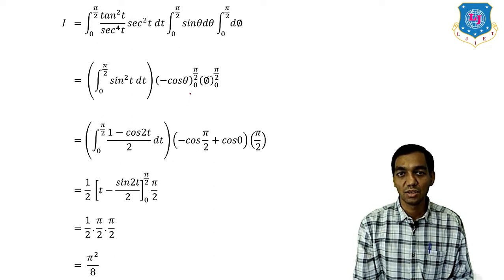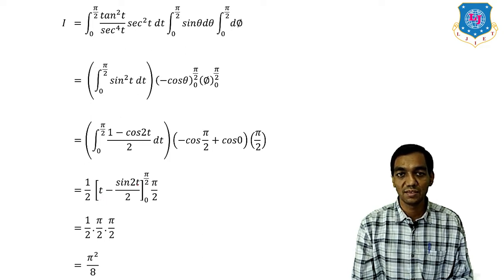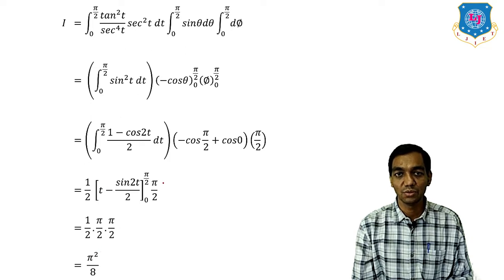And here, if you are going to substitute the limit, then minus cos pi by 2 plus cos 0 into pi by 2 minus 0. Cos pi by 2 has a value 0, cos 0 has a value 1, so you have pi by 2. So this will give you 1 by 2. If you are going to substitute the limit, then t is pi by 2, then sin pi is 0. And if you are going to put 0, then both these terms are going to be 0. So you will have 1 by 2 into this bracket is going to be pi by 2 and this pi by 2. So the final answer is going to be pi squared by 8.